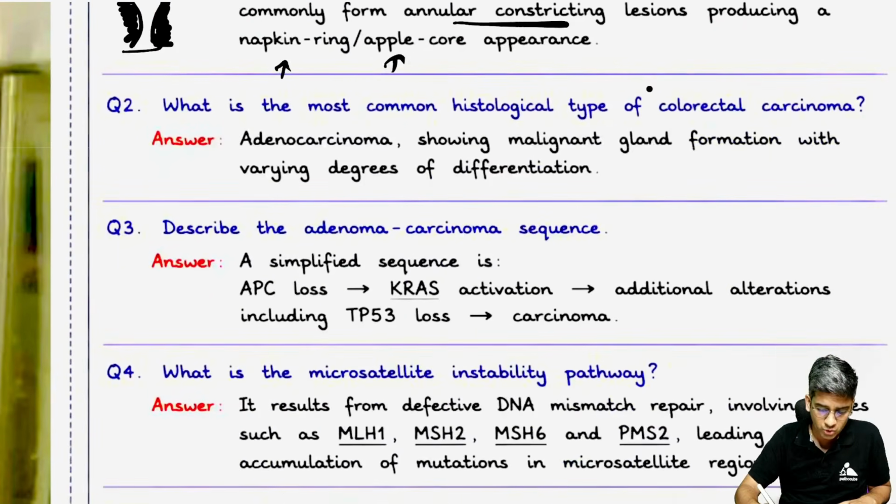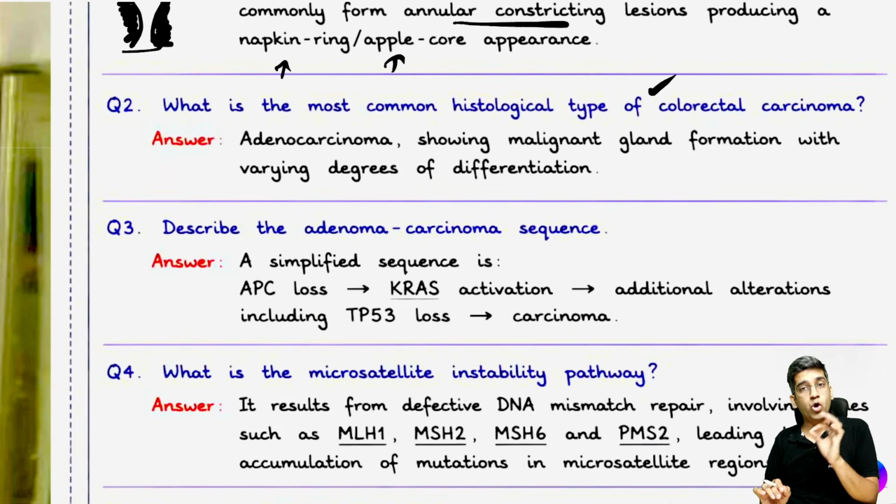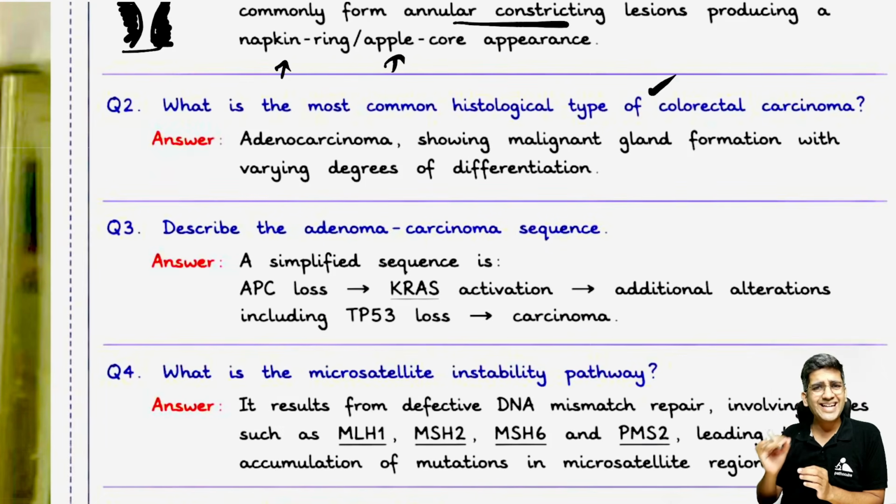Next, what's the most common histological type? See, this is something which is very, very simple and I want you to know without fail, right? You have to know the most common subtype of cancers for all the organ systems. In the entire GIT, only one guy is going to be adenocarcinoma. Colorectal adenocarcinoma is by default the most common.